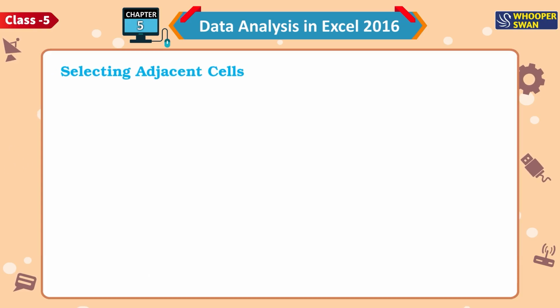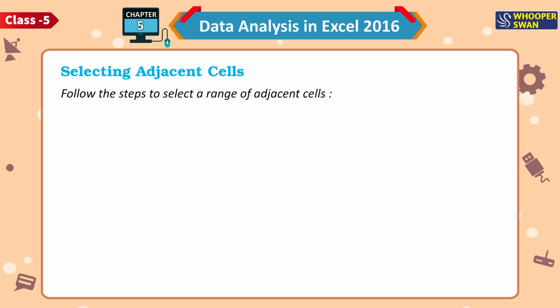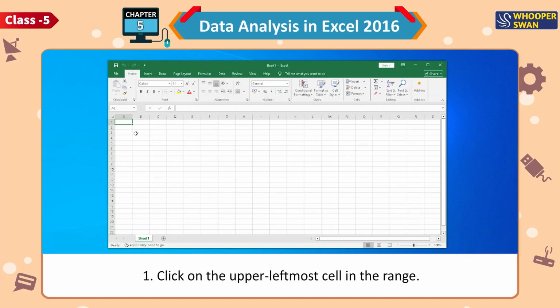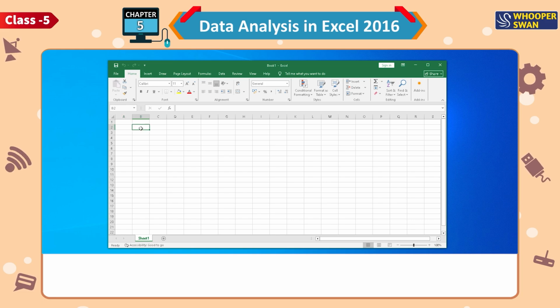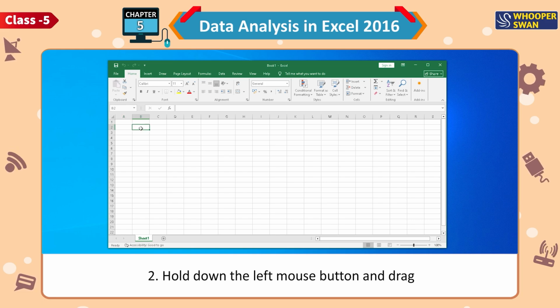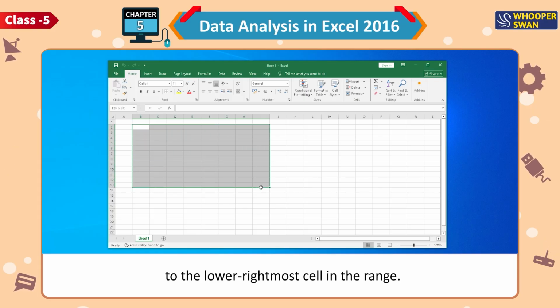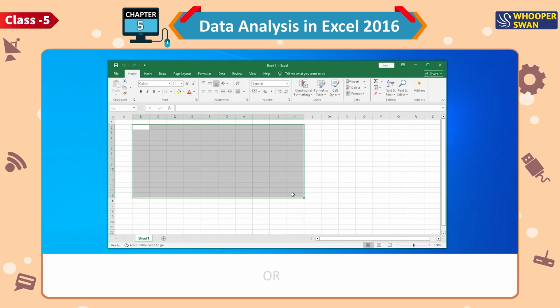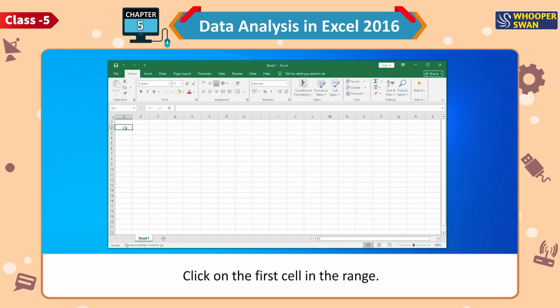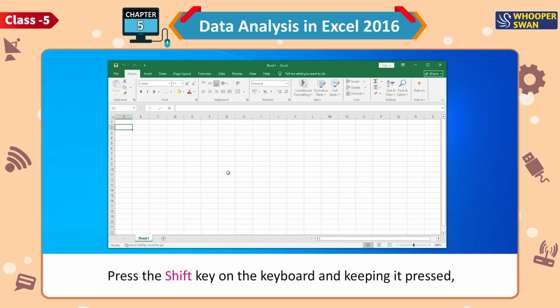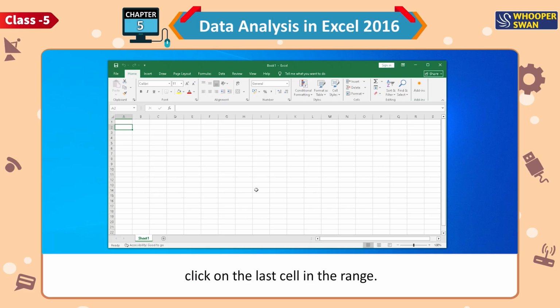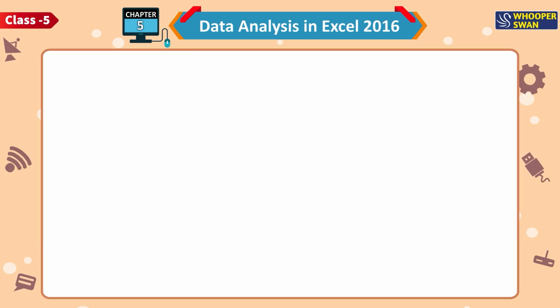Selecting adjacent cells. Follow the steps to select a range of adjacent cells. Step 1. Click on the upper leftmost cell in the range. Step 2. Hold down the left mouse button and drag to the lower rightmost cell in the range. Or click on the first cell in the range. Press the Shift key on the keyboard and, keeping it pressed, click on the last cell in the range.